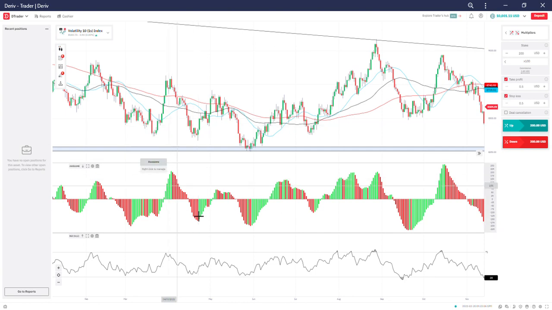Let's look at another one. Again, not every entry is going to be a long entry, so you might also find yourself making mistakes all along. This one was a good entry, you could have taken it from there, and it would have taken you up to this level.